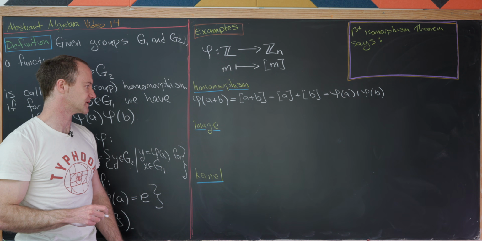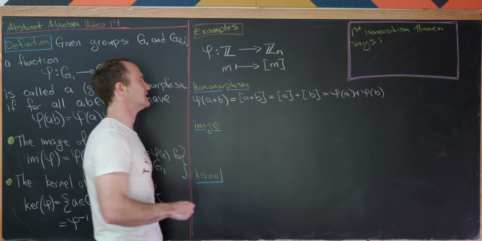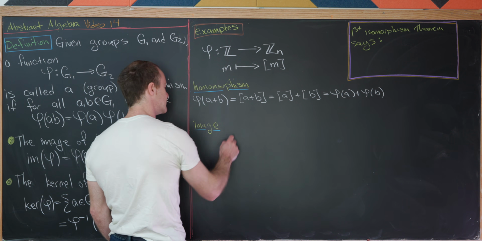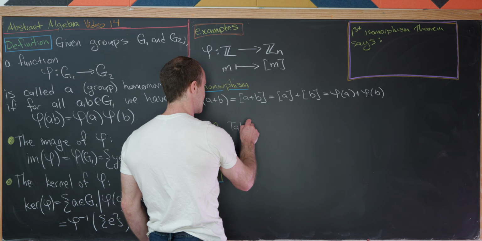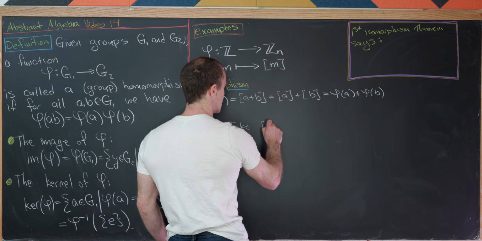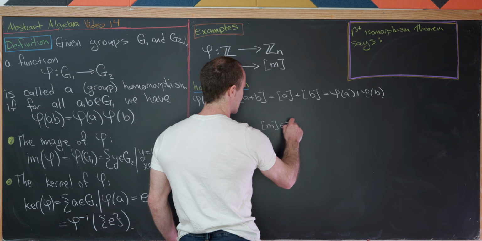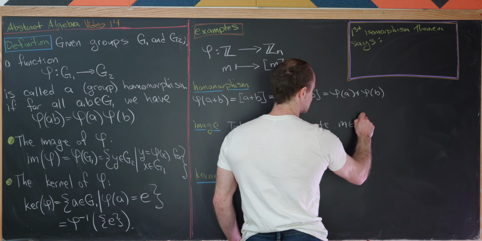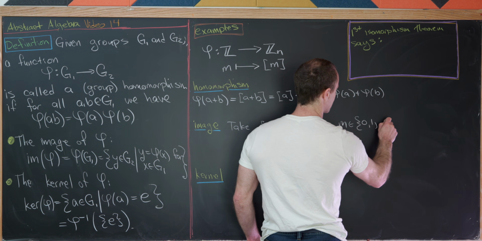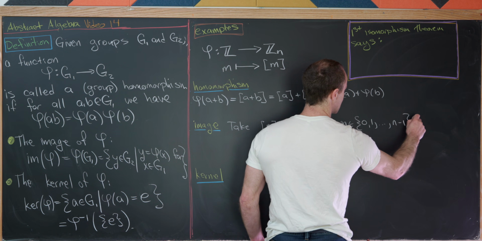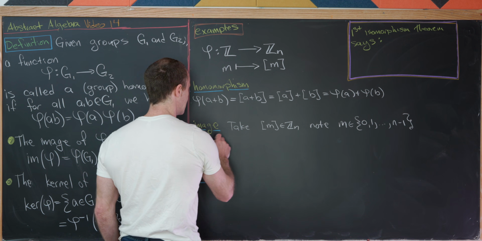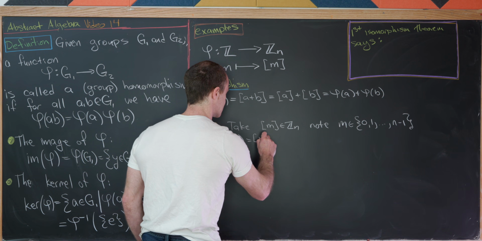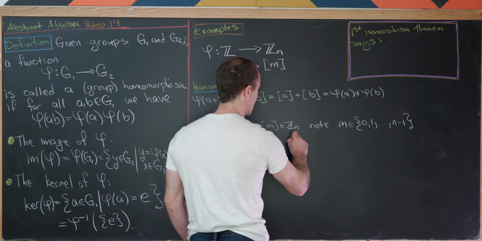We have a homomorphism. And next, the image is actually everything. And how could we see that? Well, let's take m to be inside of Zn, and note we could really just take any representative from the set 0 to n minus 1. And then what we have is φ of m equals the equivalence class of m, and then we hit everything.